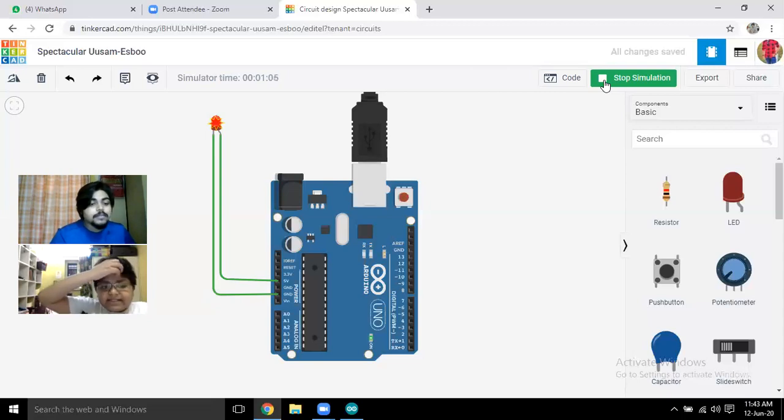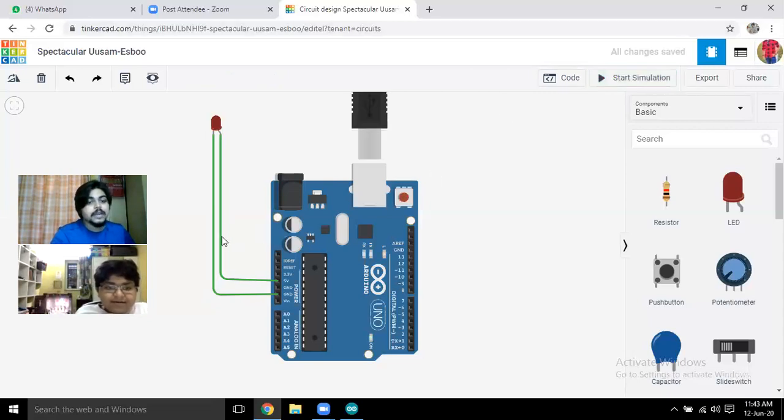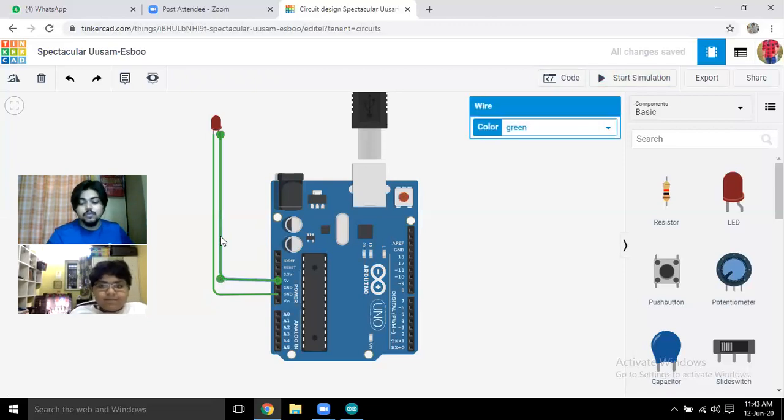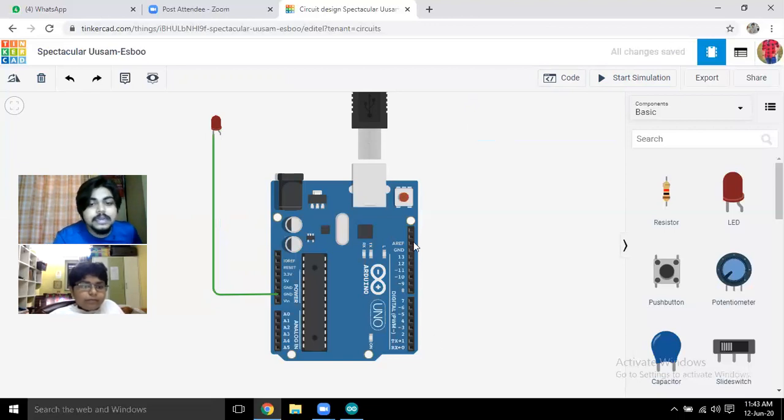Now, how can we make it glow after every 10 seconds? Yes, we can do that, but for that we need something more. And what is that? We need coding.